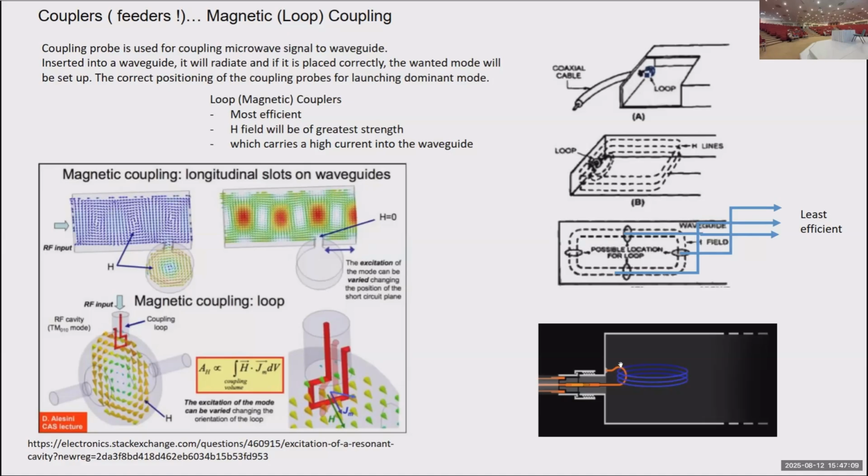The first one is the loop coupler. You put a coaxial line and a loop. Another one, electric. The second one. No, only magnetic loop coupling in here, mostly known as magnetic coupling. Let's say only one loop you have to put into the cavity. If you put it into the cavity, it also has a volume.